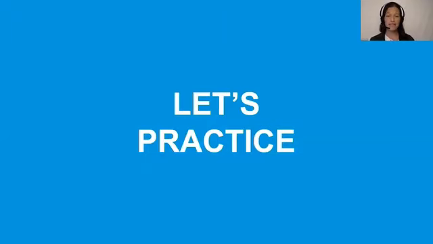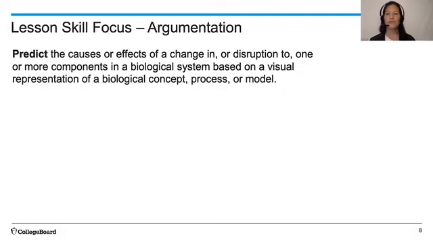So let's practice this. Let's give you guys a situation and see where your thinking is. The skill that we're going to be focusing on with this practice is argumentation. That means the question is going to ask us to predict, bold word is predict, the causes or effects of a change in or disruption to one or more components in a biological system based on a visual representation of a biological concept, process, or model.